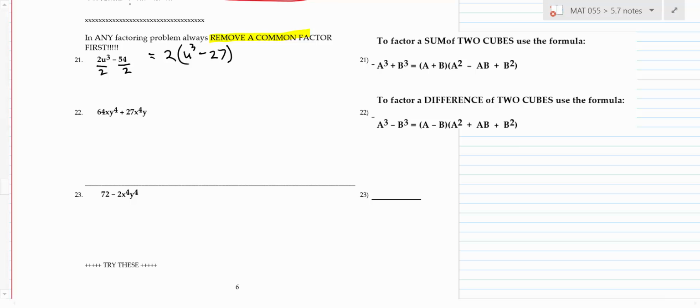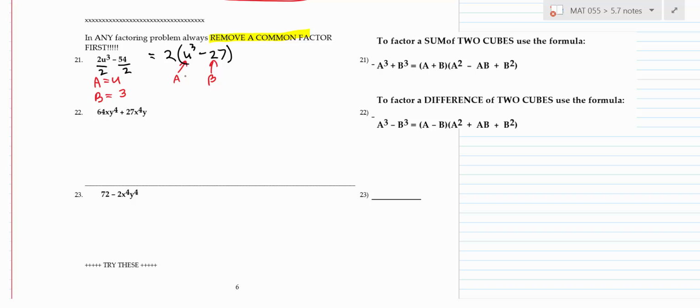So what we have to do now is we need to work on just kind of doing our formula. So over at the side, we're going to kind of look at that being your A and that being your B, like that. So A is what? It's not U to the third. What is it? U. Good. B is not 27. What is it? 3, because 3 times 3 times 3 is 27. You see what I mean? You have to figure that out.